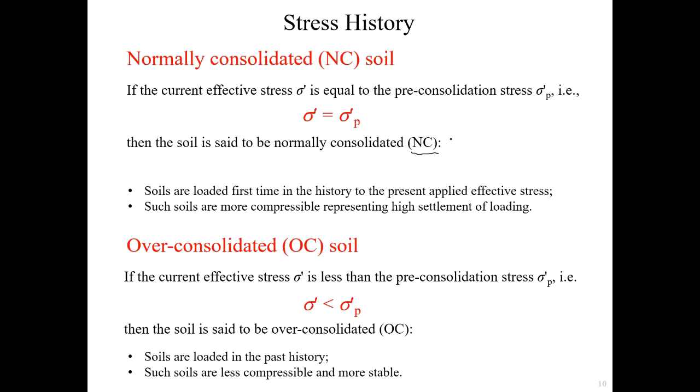If we go back and check the previous slide. On the other hand, if the current effective stress sigma prime is less than the pre-consolidation stress sigma P prime, then the soil is said to be over-consolidated. So normally we use OC to stand for it.